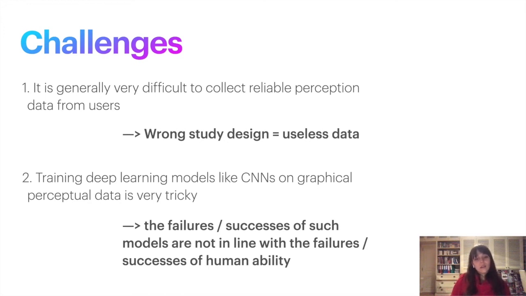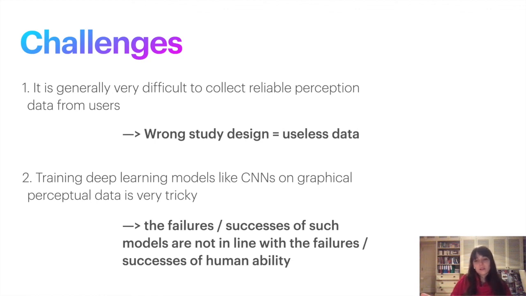The other issue I currently have is training deep learning models like CNNs on graphical perception data. This is very tricky because the failures and successes of such models are not necessarily in line with failures and successes of human ability. Imagine the task is to assess how many points you have in a scatter plot. People are usually good at giving fair estimates up until 1,000 points per visualization. But if you train a deep learning network to do that, it will be consistently good with millions of points, when the person would break at 1,000.